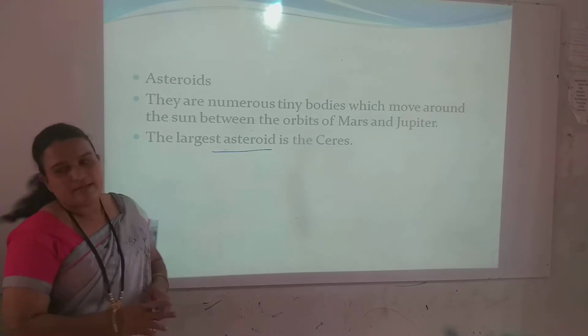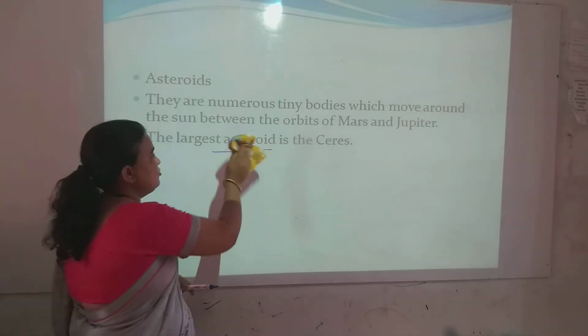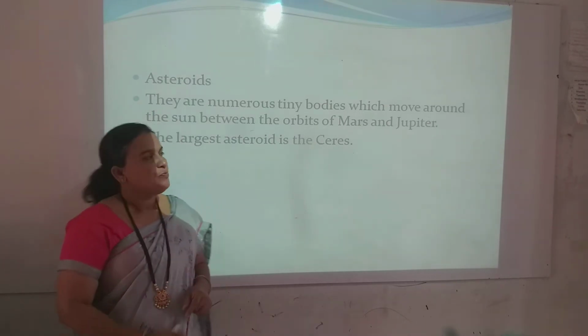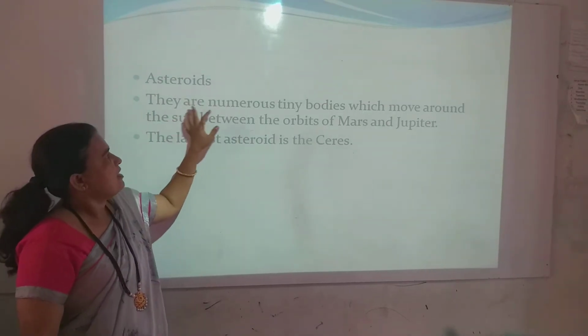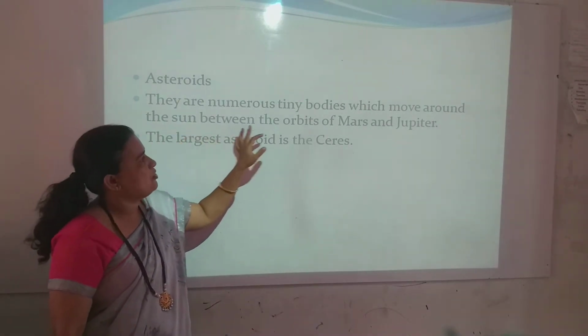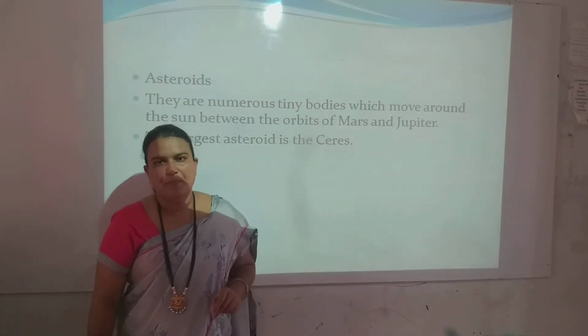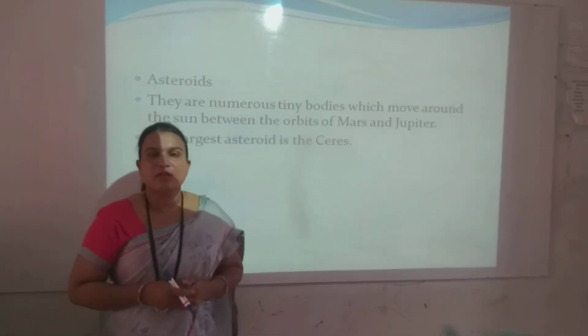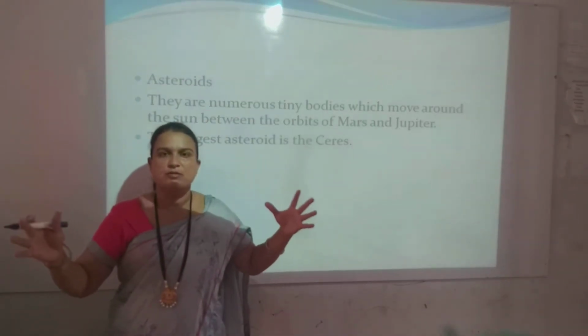The next is the asteroids. The word asteroid may be very new for you. Here, asteroids means there are numerous tiny bodies which move around the sun between the orbits of Mars and Jupiter. Asteroids are nothing like big stone boulders.